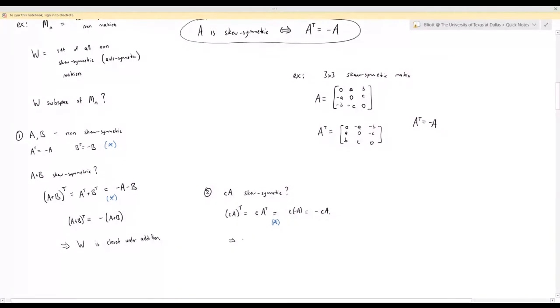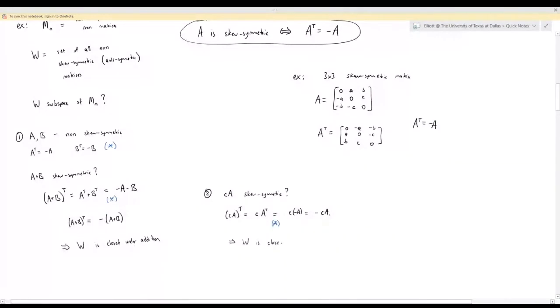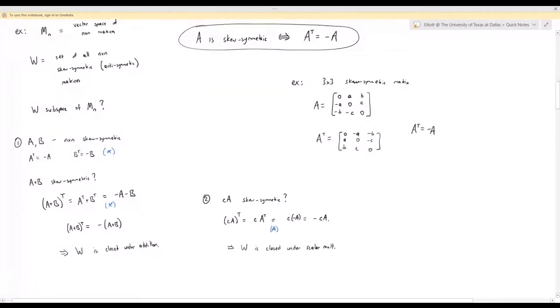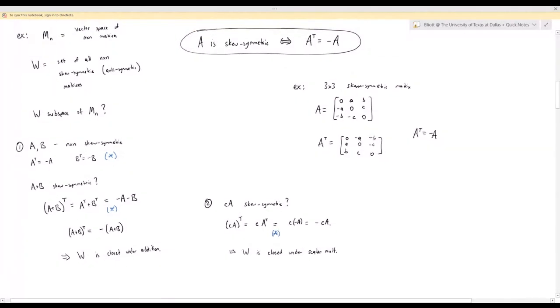So therefore, it's also closed under scalar multiplication. And so since it's closed under both addition and scalar multiplication, that proves that W is a subspace of Mn. So the set of all n by n skew symmetric matrices does form a subspace.